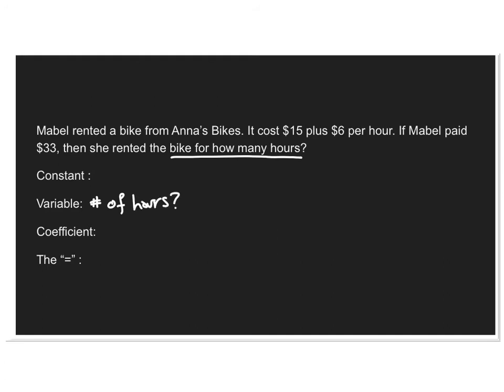We don't know. What's the constant? Well, it cost $15 plus $6 per hour. This 6 depends on the hours, all right? So the 6 must be your coefficient, and your 15 is your constant. And the whole thing equals $33. So there is what it equals. So we can build our equation. 6 times the number of hours plus that $15 equals 33.